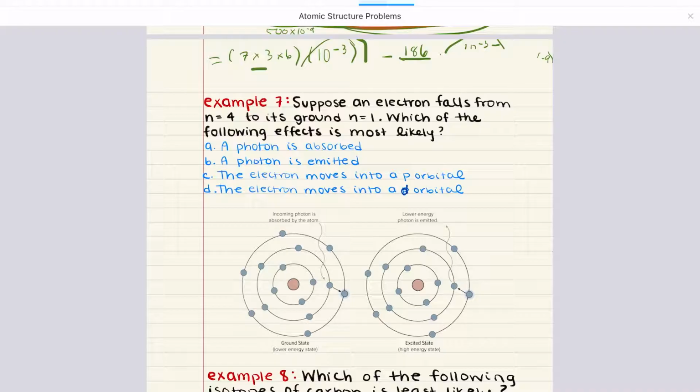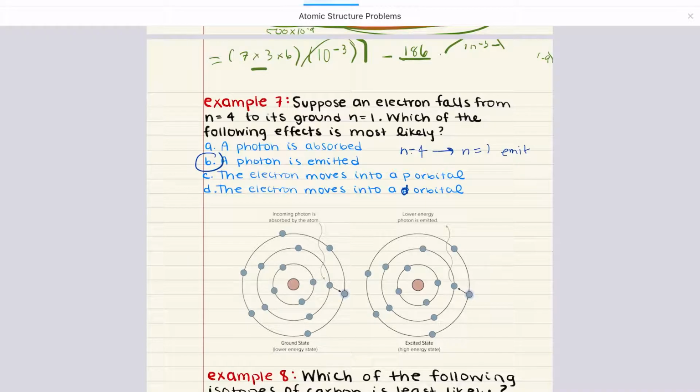When an electron falls, a photon is emitted, and the energy of the photon corresponds to the energy difference between the two levels. When an electron absorbs energy, it's actually going to move from a lower energy level to a higher one. Now, what's happening here is we're going from n equals 4 to n equals 1. So we're going from a high energy level to a low energy level. We're going to be emitting a photon. And actually, the correct answer here is B. A photon is emitted because it's going from a higher energy level to a lower energy level.